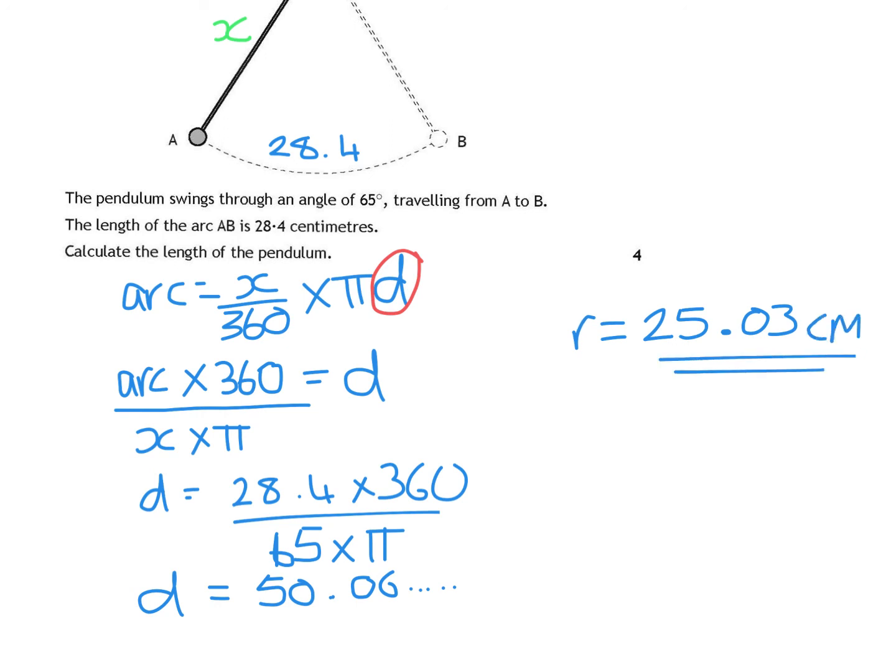It's really common for pupils to round here and even say the diameter is 50, your radius is then 25, and it's a tiny bit of inaccuracy. But there we go. I hope that's helped.